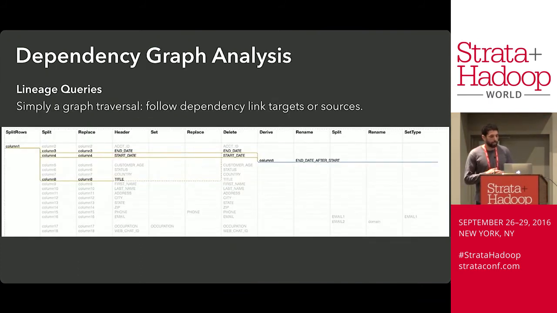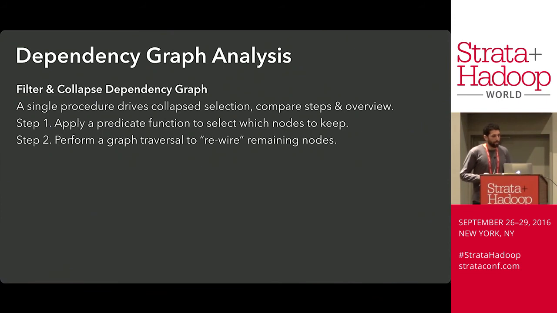For the lineage queries, it's simply a graph traversal. We're just going to follow dependency links, either their targets or their sources, and we can recursively or iteratively go down the chain. And one interesting thing here is that all of the filtering and collapsing and all the ways that you can interact with the chart can actually be driven by just a single operation, which is to apply a predicate to the nodes you want to keep. Those are the column versions or the attribute versions that you want to keep. And then you just perform a graph traversal to rewire those remaining nodes.